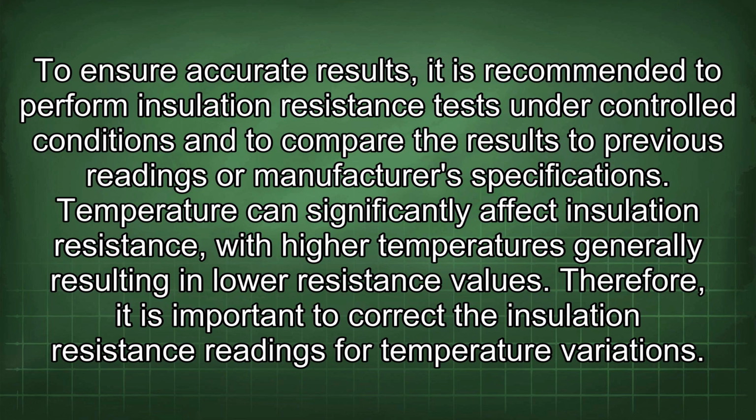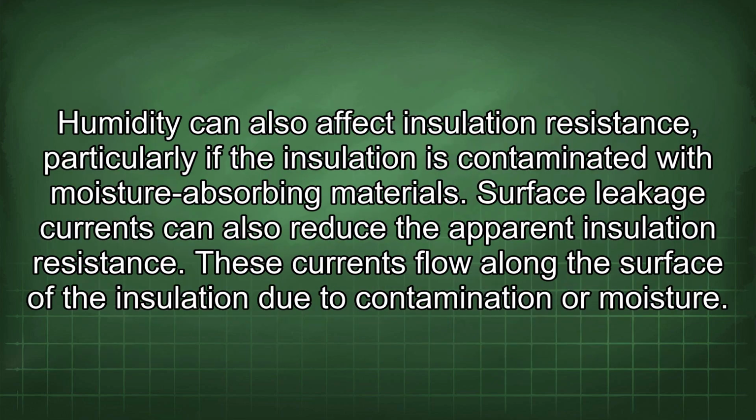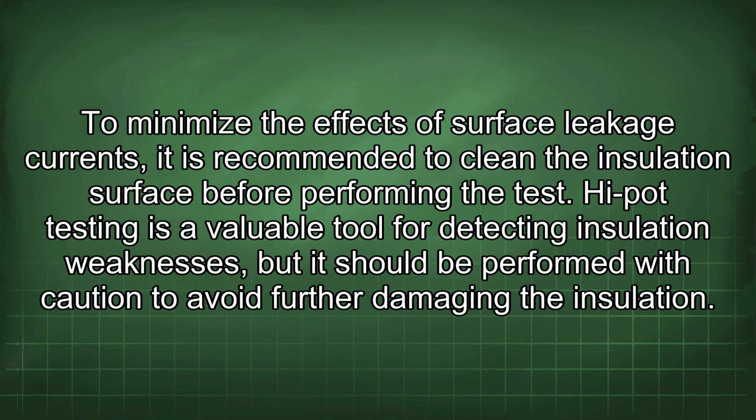Temperature can significantly affect insulation resistance, with higher temperatures generally resulting in lower resistance values. Therefore, it is important to correct the insulation resistance readings for temperature variations. Humidity can also affect insulation resistance, particularly if the insulation is contaminated with moisture-absorbing materials. Surface leakage currents can also reduce the apparent insulation resistance. These currents flow along the surface of the insulation due to contamination or moisture. To minimize the effects of surface leakage currents, it is recommended to clean the insulation surface before performing the test.